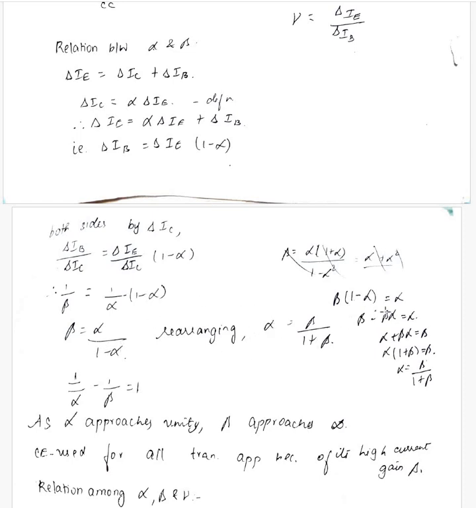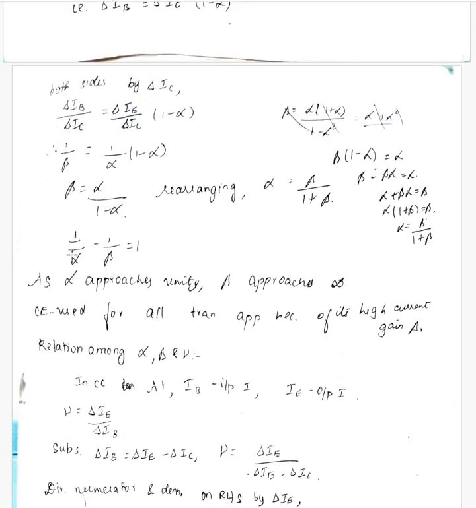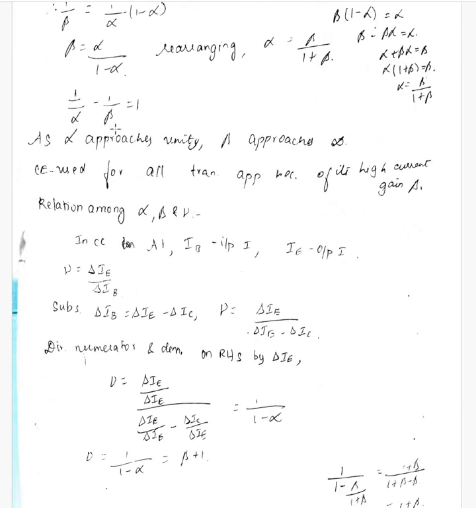On rearranging again, beta into 1 minus alpha equal to alpha. Beta minus beta alpha, on multiplying inside, equal to alpha. So all the alpha terms are brought to one side: alpha plus beta alpha equal to beta. Alpha becomes equal to beta by 1 plus beta. So the relation is alpha equal to beta by 1 plus beta and beta equal to alpha by 1 minus alpha. And also 1 by alpha minus 1 by beta equal to 1.